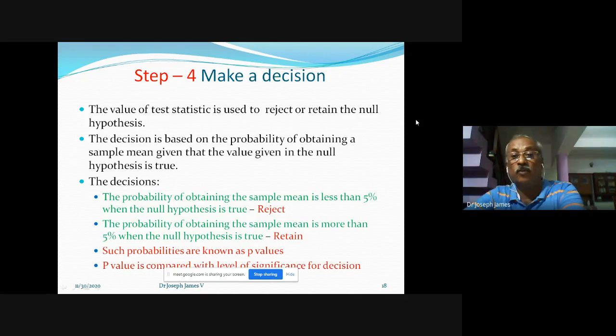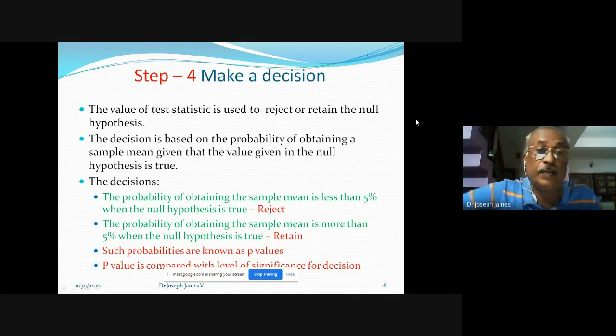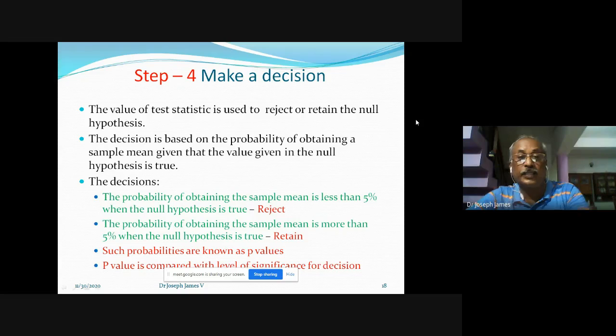That is, if the probability of obtaining a sample mean is less than 5%, given that the null hypothesis is true, we reject it. Probability of obtaining a sample mean is less than 5% given that the null hypothesis is true, we will reject it. And if the probability of obtaining a sample mean is more than 5%, given that the null hypothesis is true, we will retain the null hypothesis. Such probabilities are known as p-values.